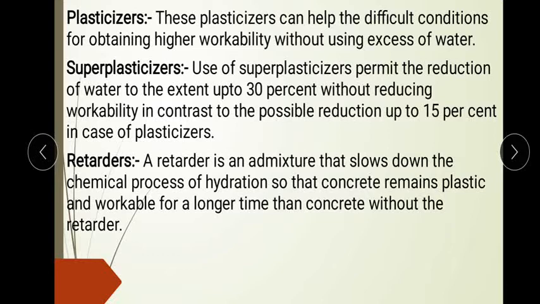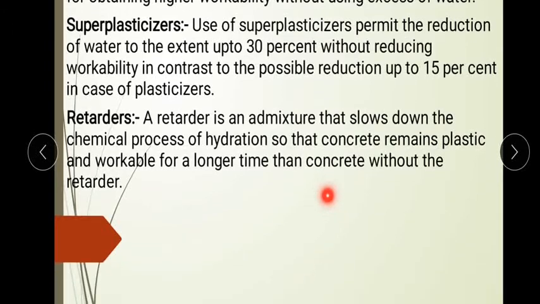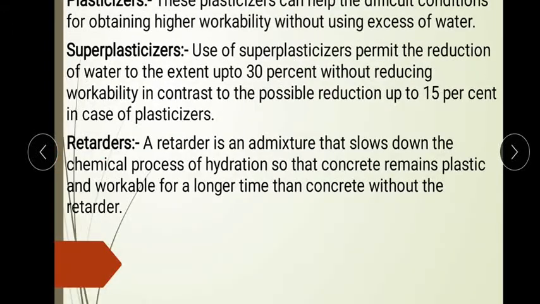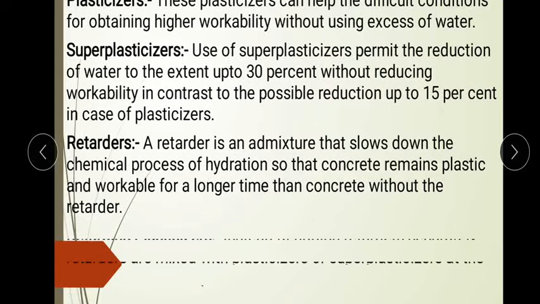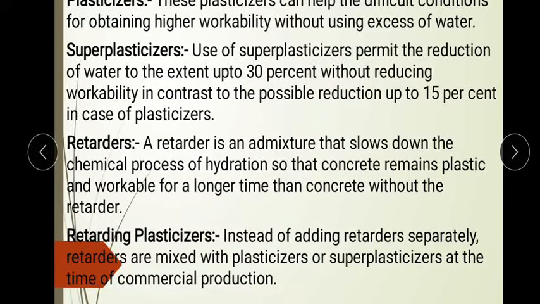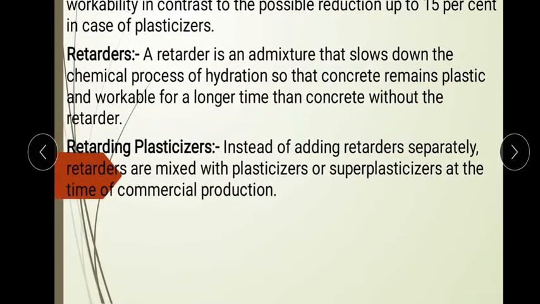Next one is the retarders. If we want to increase the setting time, practically it is not possible, because whenever we add a little bit of water, the chemical reaction is initiated. To slow down that chemical reaction, we can use retarding agents. Next one, retarding plasticizers. To get more flowable concrete as well as to increase the setting time, we use both retarders as well as a plasticizer or super plasticizer.